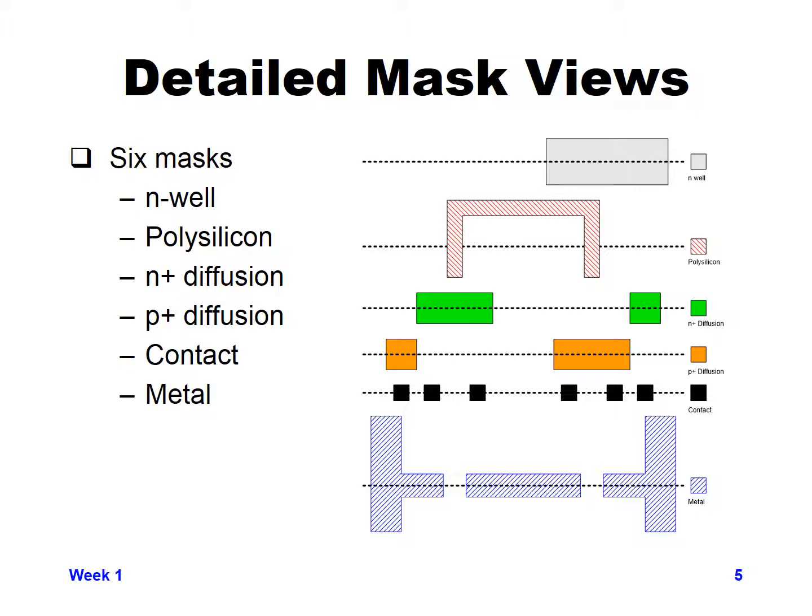So again, the gray is the N well, the dashed or kind of dashed red region is the polysilicon. The green is the N plus diffusion mask, what it would look like. The orange is the P plus diffusion mask. The black is the contacts from the metal to the substrate or silicon. And then the blue dashed lines are where the metal would be deposited.